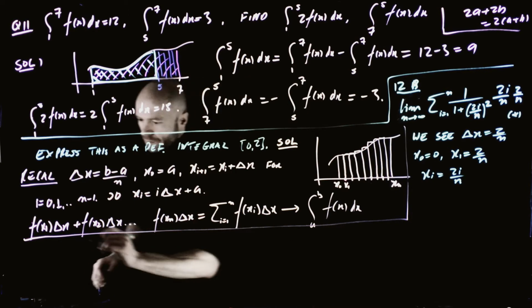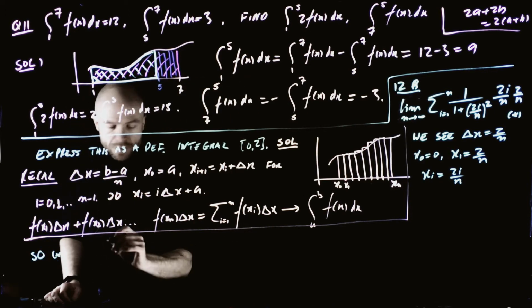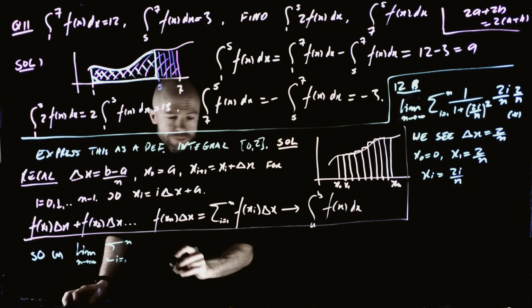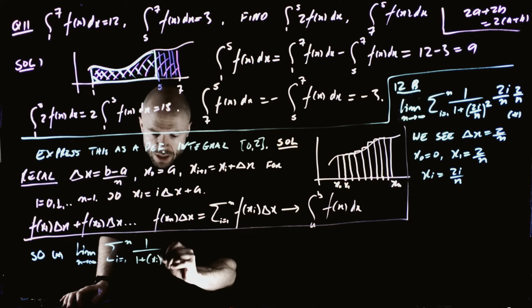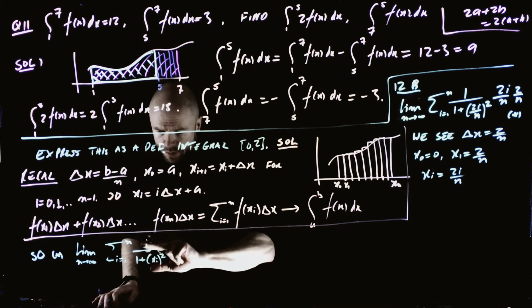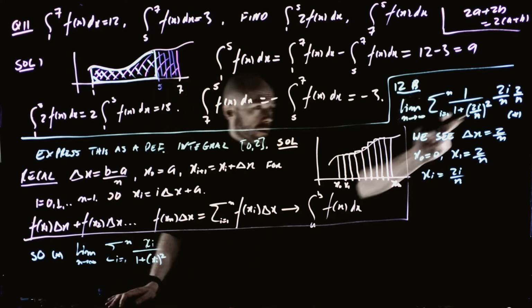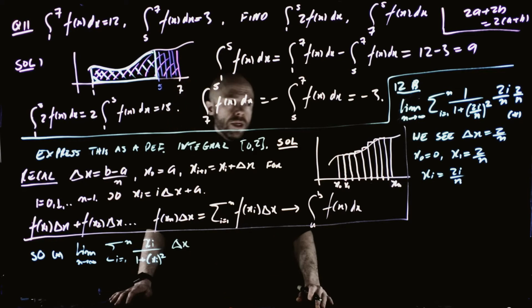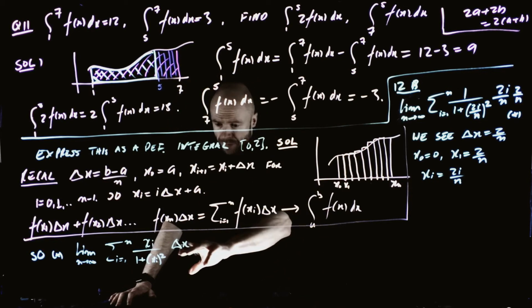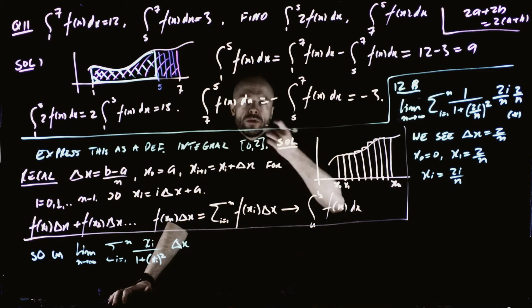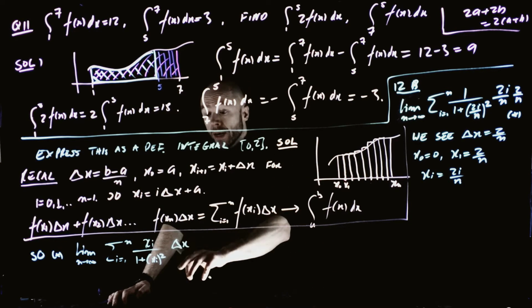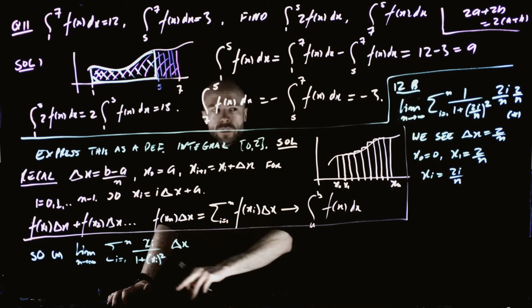So star is equal to the limit as n goes to infinity of the sum i equals 1 up to n of 1 over 1 plus x_i squared times x_i, and then times delta x. And now what? Well, for each n, this represents the sum of these n rectangles. Each individual expression is the area of one rectangle, and the rectangle has base delta x, which means the height of the rectangle has to be this thing.